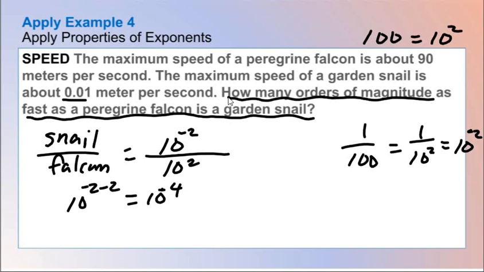And 10 to the negative fourth, we would say how many orders. The orders would be your exponents. So we would say the orders of magnitude would be negative 4 times.